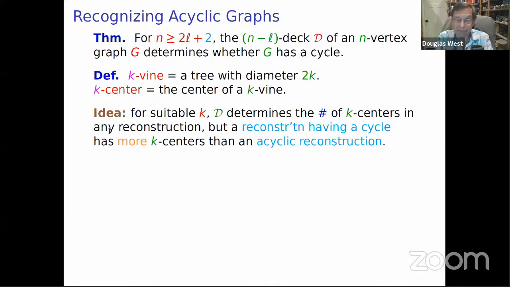So the idea behind the proof is to find, for a suitable k, that the deck determines the number of k-centers in any reconstruction. But a reconstruction having a cycle is going to have more k-centers than a reconstruction without a cycle. Or to put it another way, we will get an upper bound on the number of k-centers in an acyclic reconstruction and a lower bound on the number of k-centers in a reconstruction that has a cycle. And since those values have to be the same, you get an inequality. And when you simplify that inequality, it tells you that n has to be at most 2L plus 1. So when n is at least 2L plus 2, you couldn't have both of those reconstructions.